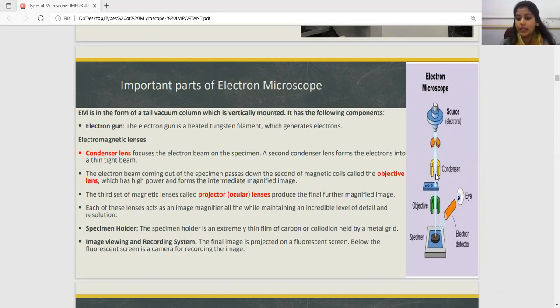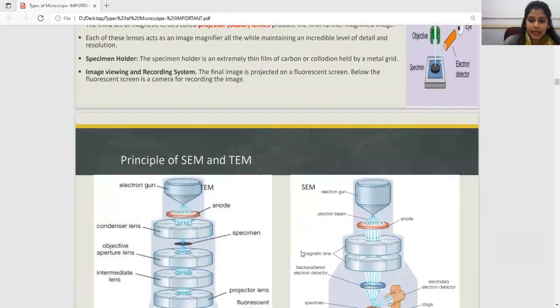And then we have very important lenses, the objective lens and the ocular lens seen in other types of microscopes as well. Here we have the objective lens, which is capable of producing an intermediate magnified image, whereas we have the projector lens, which produces the final magnified image. We have the specimen holder, which is an extremely thin film of carbon or metal. And then the final imaging is done with the help of the fluorescent screen. As I told you, we cannot visualize it directly.